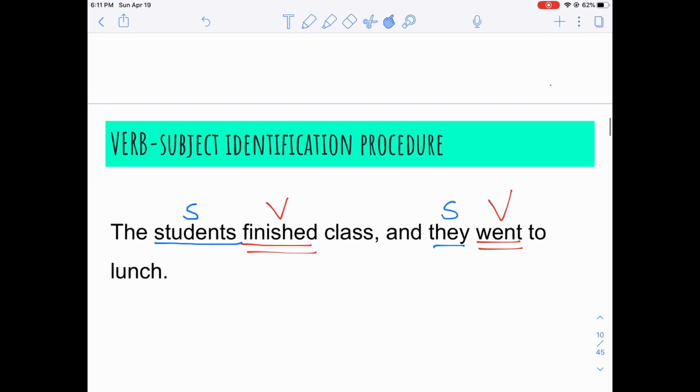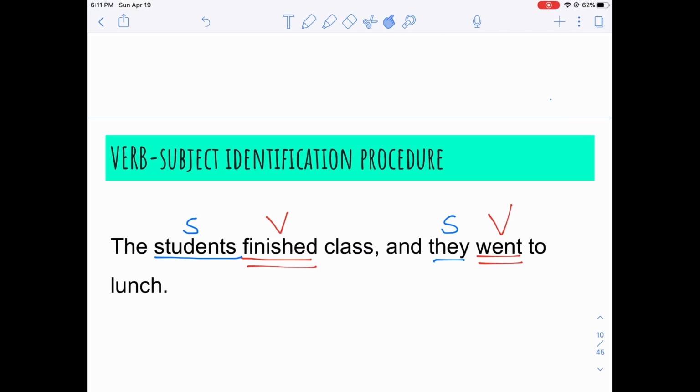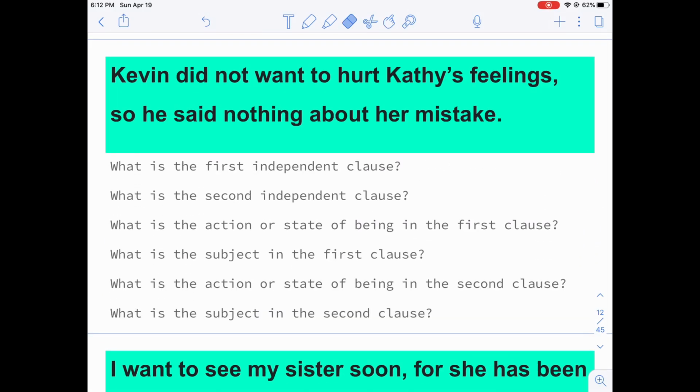I'm going to return to that. What we didn't do is we didn't talk about this word right here. And we're going to focus more on that word and that comma as we move along. But I don't want you to forget that that helped to join those two sentences, and we will come back to that. Kevin did not want to hurt Kathy's feelings, so he said nothing about her mistake.